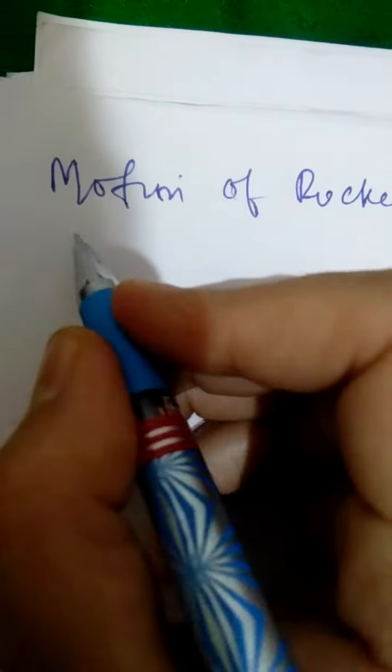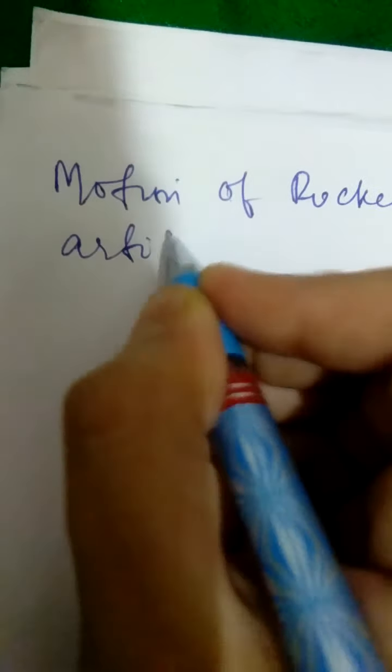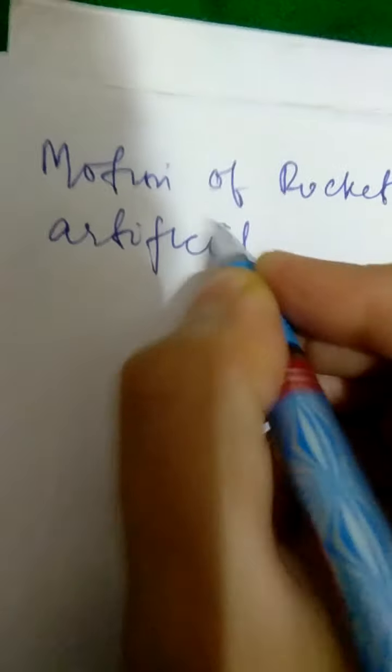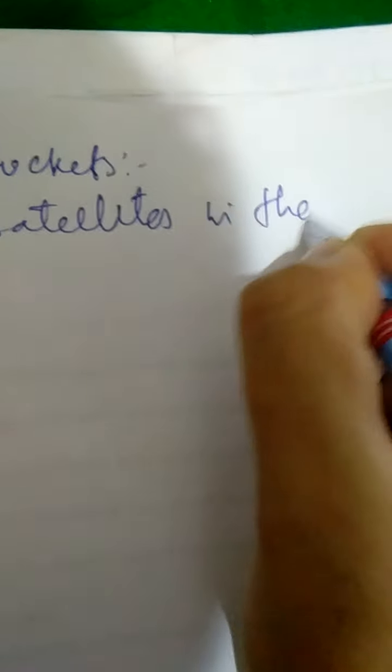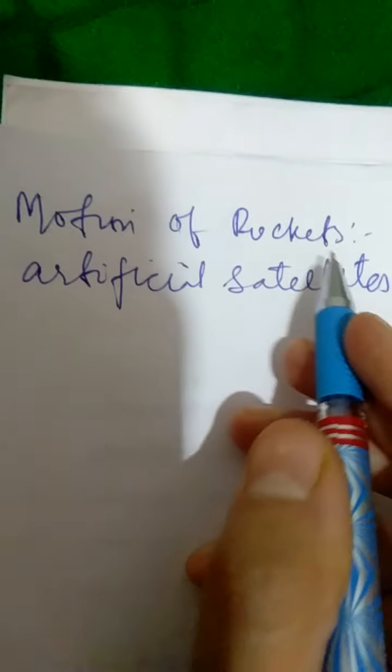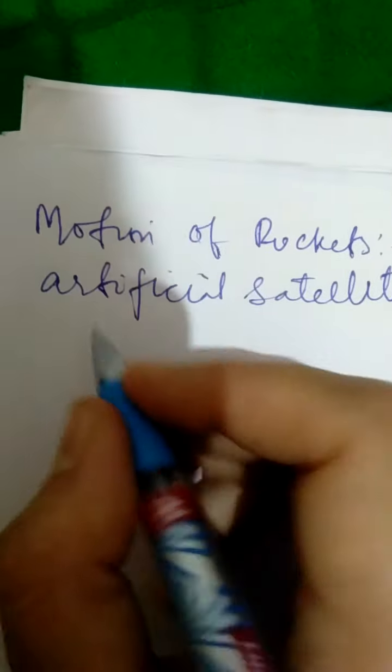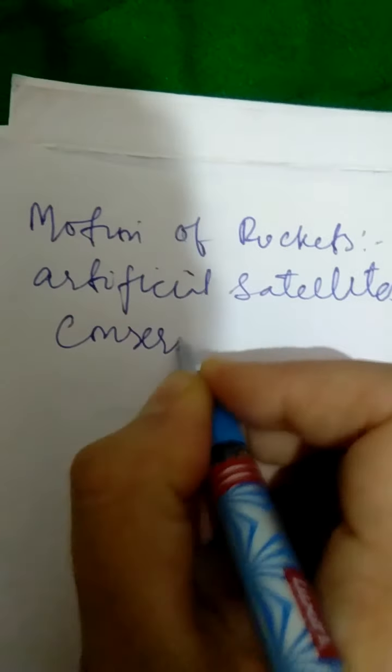Dear students, today we will discuss the motion of rockets. We know that rockets are used to place artificial satellites in their orbit. And the motion of rockets, the working of rockets, is simply based on the principle of conservation of linear momentum.